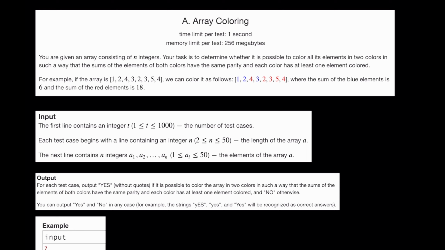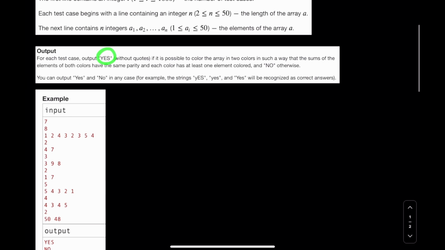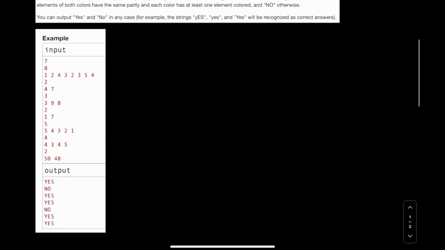For example, we are given an example. The sum of blue elements is 6 and the sum of red elements is 18. So 6 and 18, both of them are even, so the parity is same. Now we need to print yes if it's possible to color and no if it's not possible to color. Let's see how to proceed.